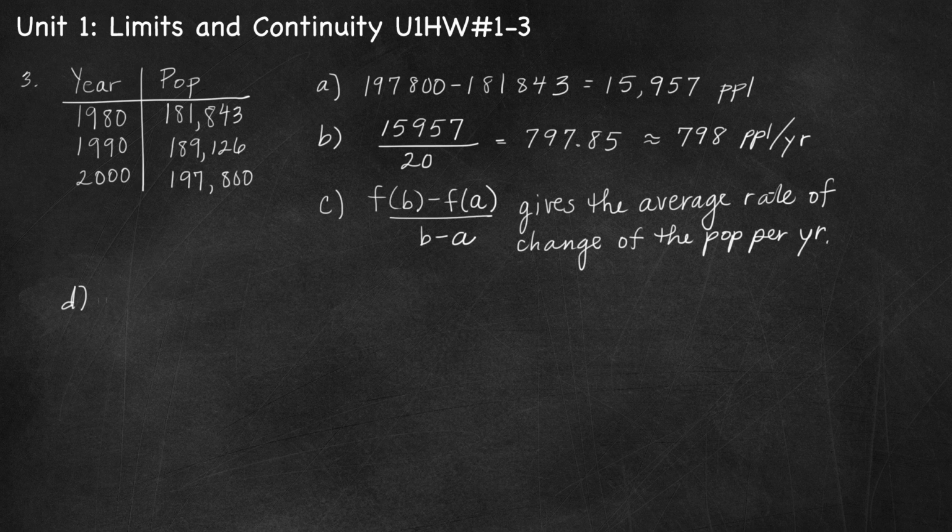Part D. Let P of t represent the population of Grand Rapids at time t, where t is measured in years from January 1st, 1980. What is the average rate of change of P on the interval from t equals 0 to t equals 20? What are the units on this quantity? We've actually already computed this. From t equals 0 to t equals 20 would be from January 1st, 1980 to January 1st in the year 2000. So that average rate of change is 797.85 people per year.